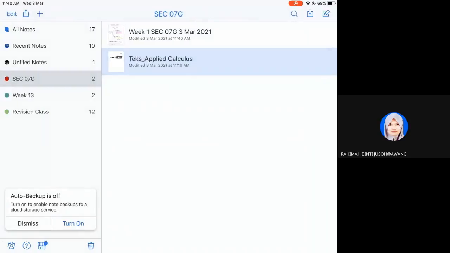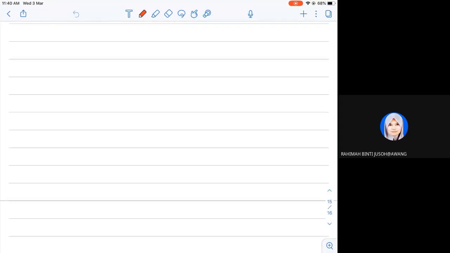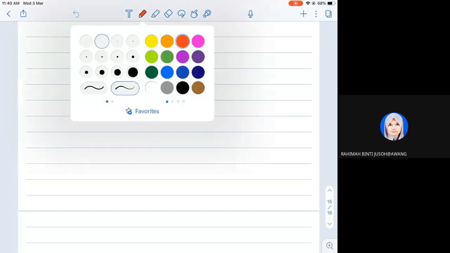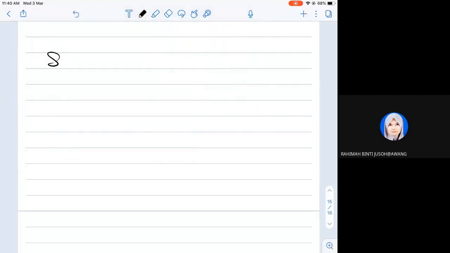Kita nak belajar sketch graph 3D. Okay, ni pun penting juga ni. Okay, sketch graph in 1 dimension, 2 dimension and 3 dimension. Last topic for today's class.